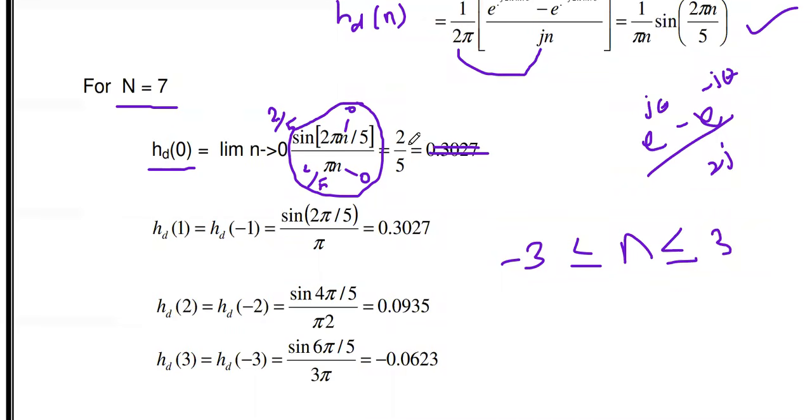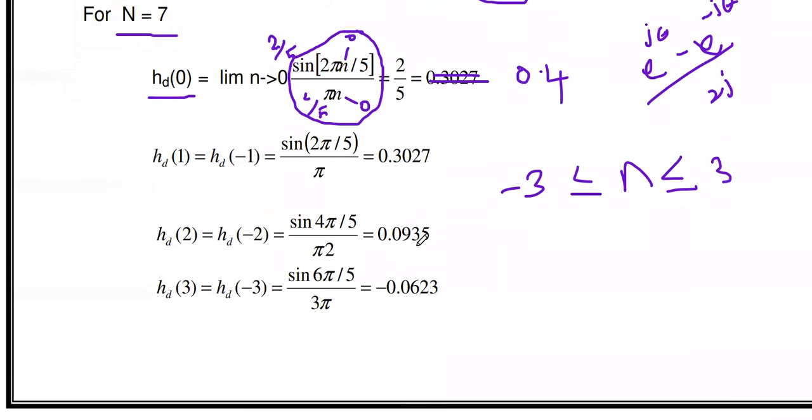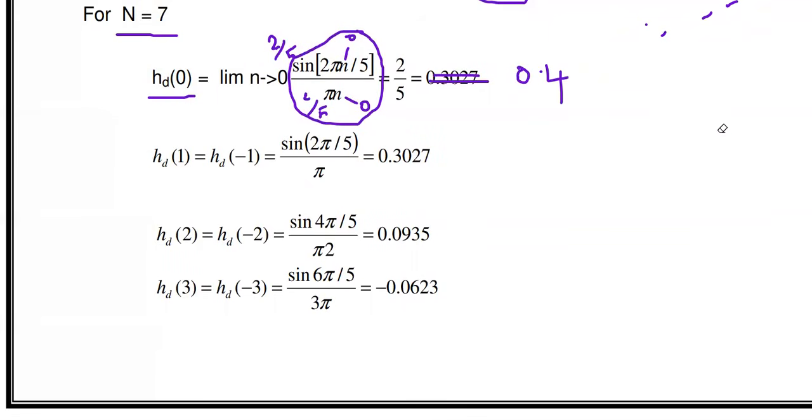So this h_d of 0 value, 2 divided by 5, is 0.4. And h_d of 1 is 0.3027. The h_d of 2, similarly you substitute n equal to 2 in that formula, is 0.0935. Then h_d of 3 value is minus 0.0623. Okay, so we calculated the 7 desired coefficients. After that we have to find out the windowing sequence.